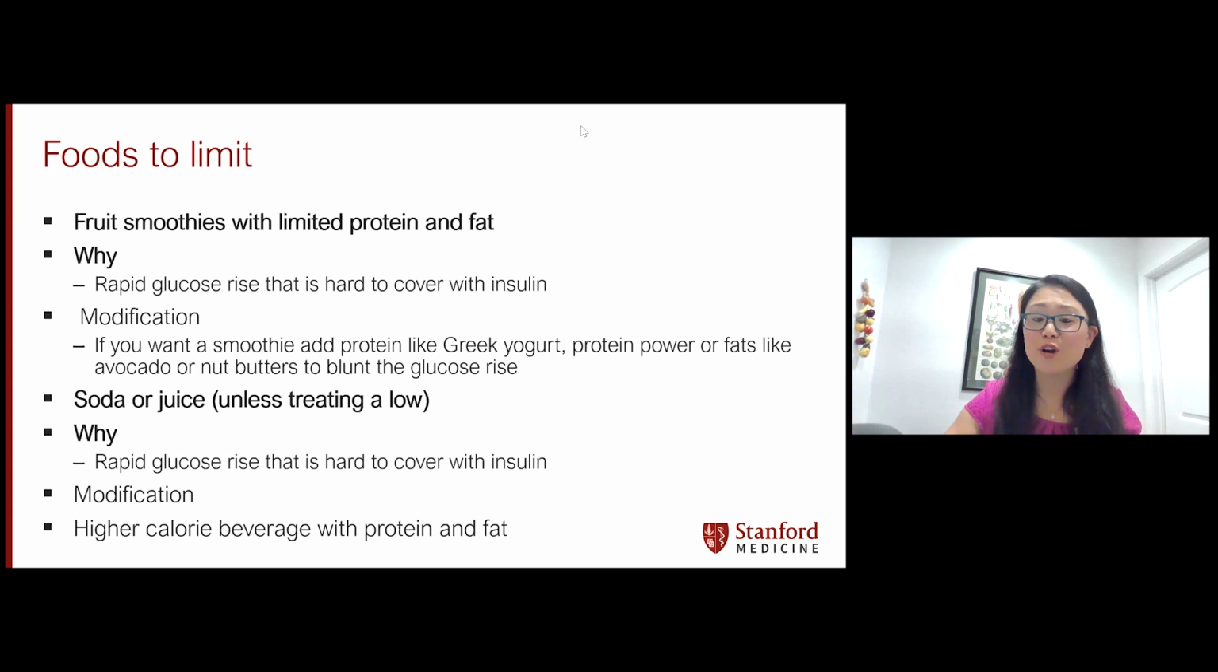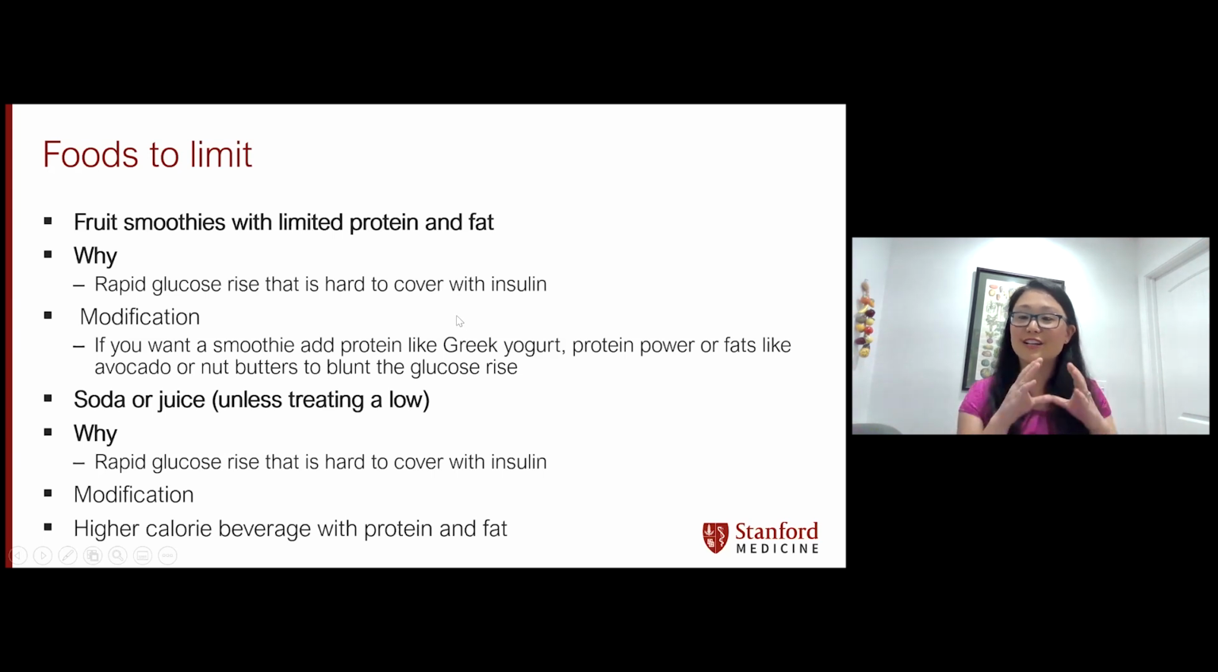And then also soda or juice. In general, we really want to keep these to treating low blood sugar, just because it's really hard for the body and also hard for the insulin that we inject to meet the needs of such a high blood sugar spike. But it's good to have them on hand if you have low blood sugars, or bring them with you. I like those little kid juice boxes to treat. Typically, we recommend half a cup or 4 ounces. They normally are like 5.3 ounces, but that's pretty close.